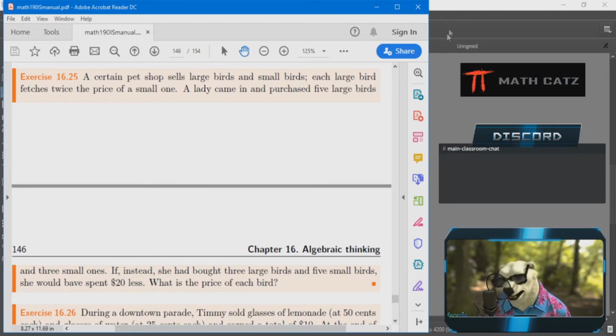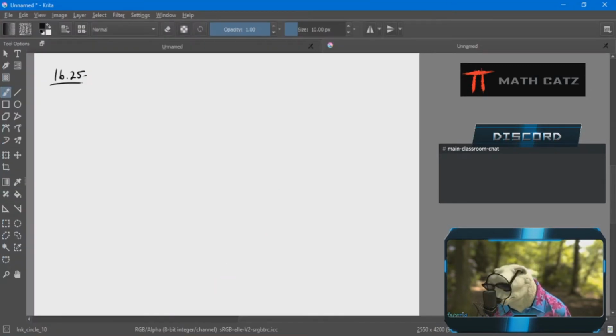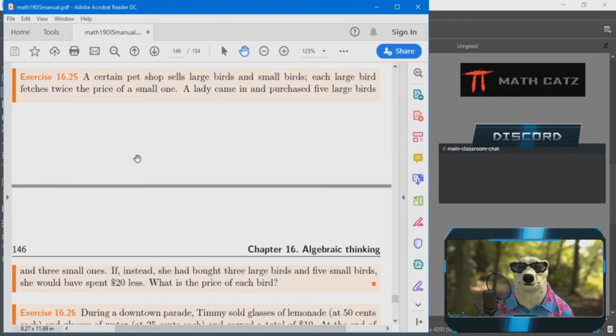1625. Is that the number we did? Yes. Okay, good. That's our next one. A certain pet shop sells large birds and small birds. Each large bird fetches twice the price of a small one. A lady came in and purchased 5 large birds and 3 small ones. If instead she had bought 3 large birds and 5 small birds, she would have spent half, that's an H, $20 less. What's the price of each bird?